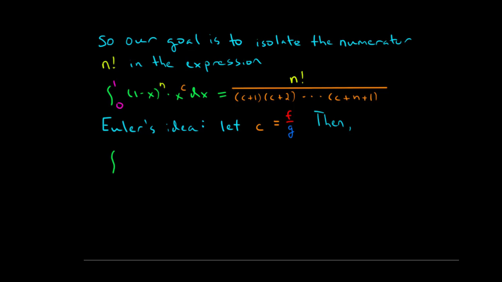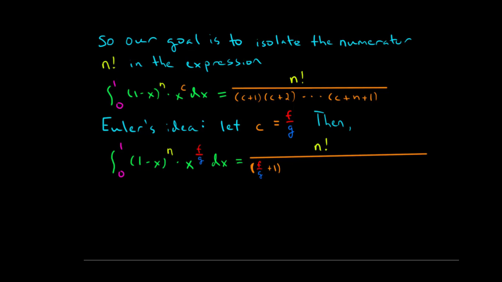So now I'll rewrite the integral with that substitution. So again, the integral from 1 to 0 of 1 minus x to the n times x to the f over g dx, and that's going to equal n factorial all over, now substituting f over g for c, f over g plus 1 times f over g plus 2, and so on, all the way up to f over g plus n plus 1.